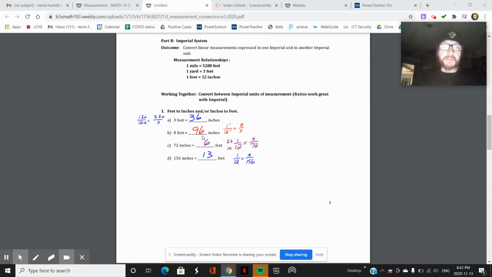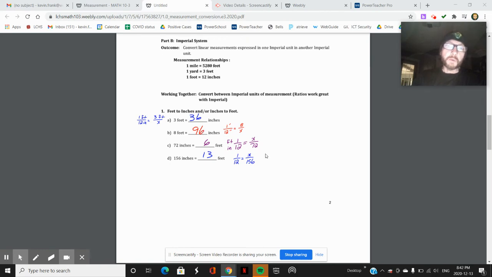And then with 8 feet, again, 1 foot to 12 inches. Notice just a different symbol, a little single dash versus a double dash. So 1 foot to 12 inches, 8 feet to x. And again, a little cross multiplying, top times bottom, 8 times 12 divided by 1 is 96.